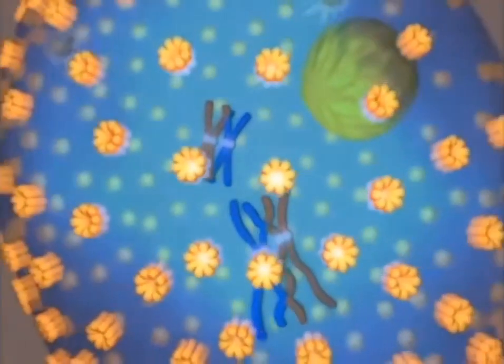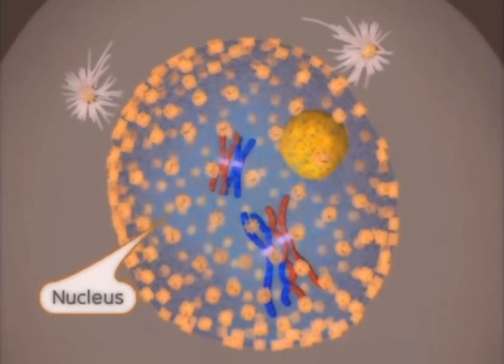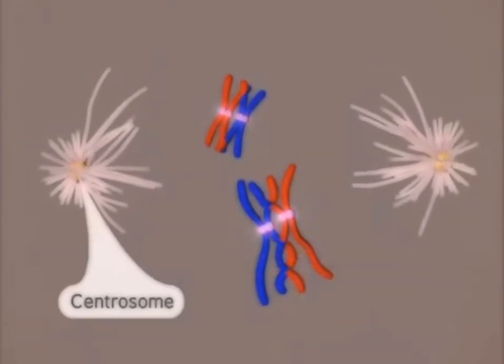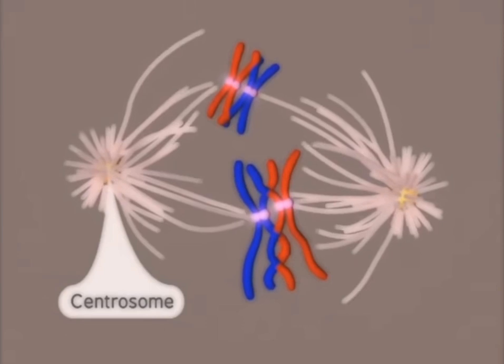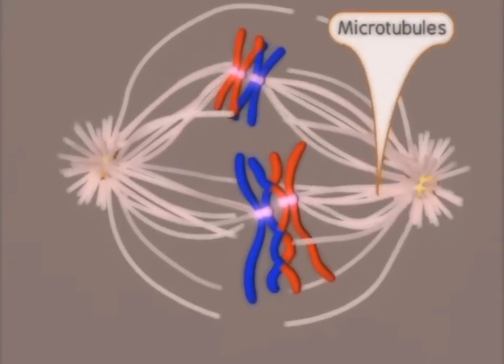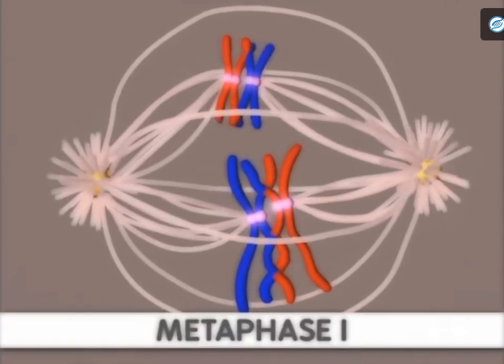There are several more key steps in prophase 1. The nuclear membrane begins to break down. Then, the two centrosomes migrate to opposite ends of the cell and microtubules appear. The microtubules then attach to the chromosomes. The next phase of meiosis 1 is called Metaphase 1.